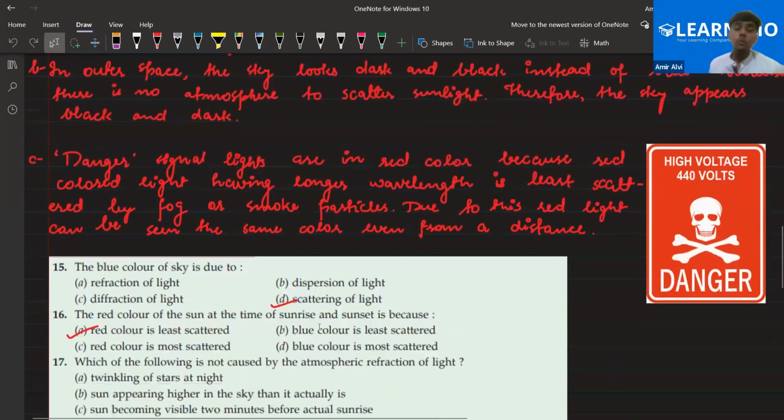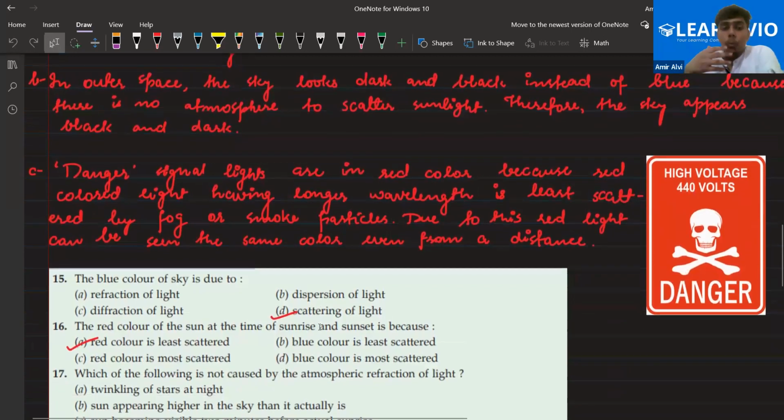Sure. Now this is also a very common question: why are the danger signs and basically the signals in the red color? They are in red color because they can travel longer, because the wavelength is longer, so it means that they can travel longer as compared to other colors. And basically they are not scattered by the air molecules or gas molecules, right? So that's why it can be seen from a very distant position easily. Okay, so danger signals are in red color because red light, having longer wavelength, is least scattered by fog or smoke particles. Due to this, the red light can be seen the same color even from a distance.